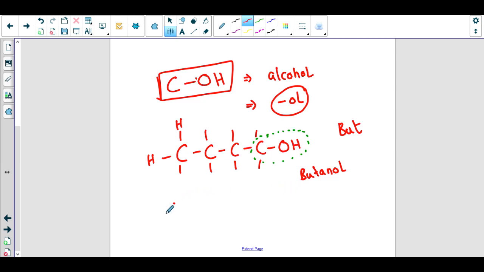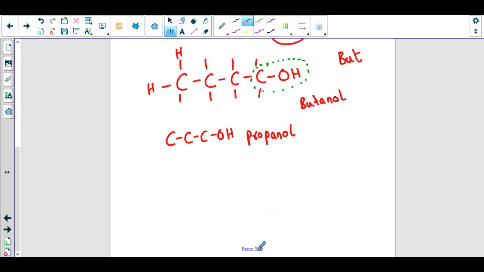For example, if it is 3 carbons and then an OH, 3 carbons is called prop, so it can be called propanol. In the end it should be ol. 5 carbons, pentanol; 6 carbons, hexanol. So this functional group is OH: carbon with OH, we call it alcohol.